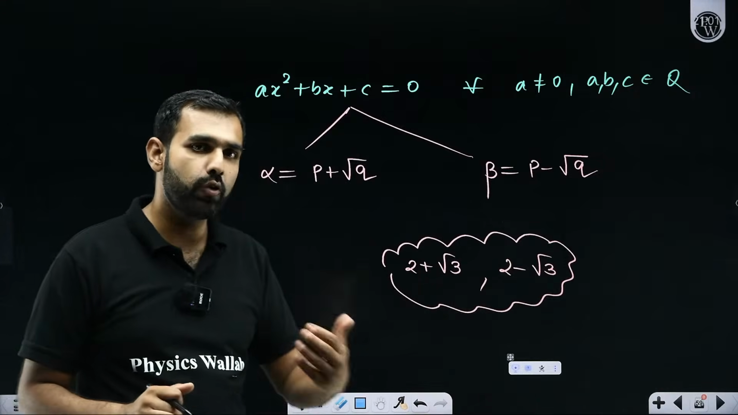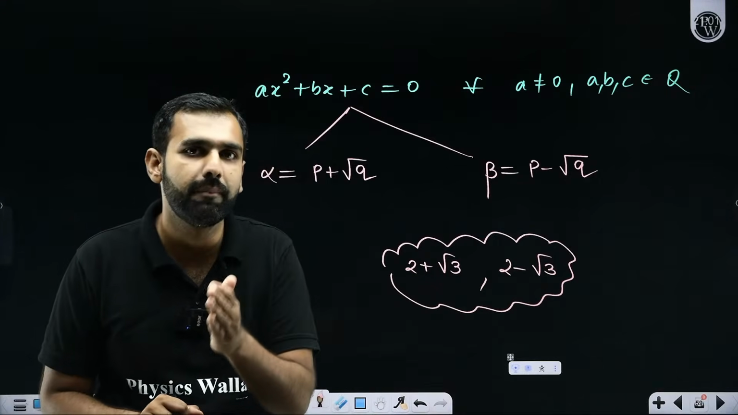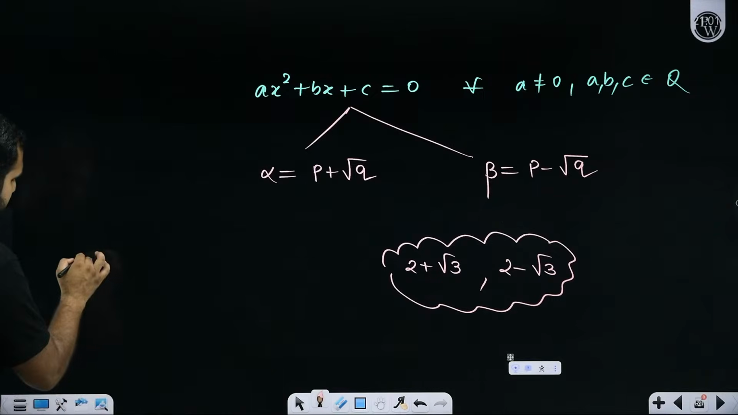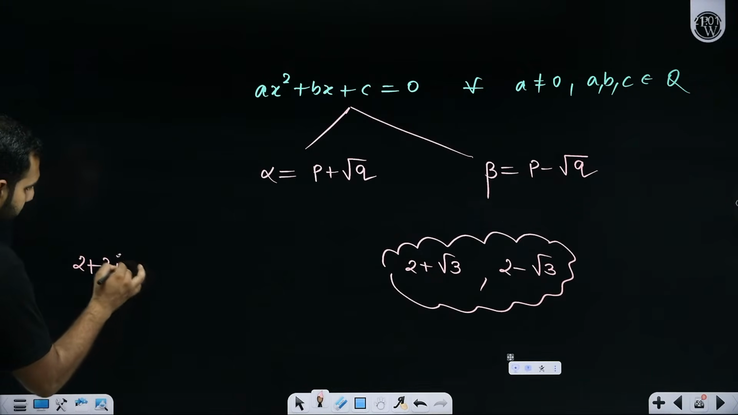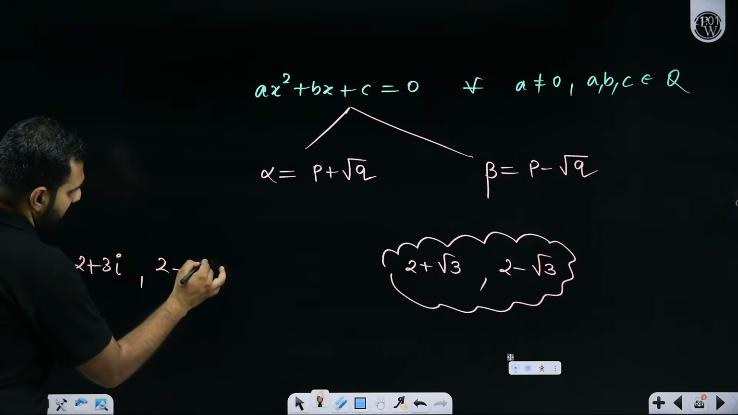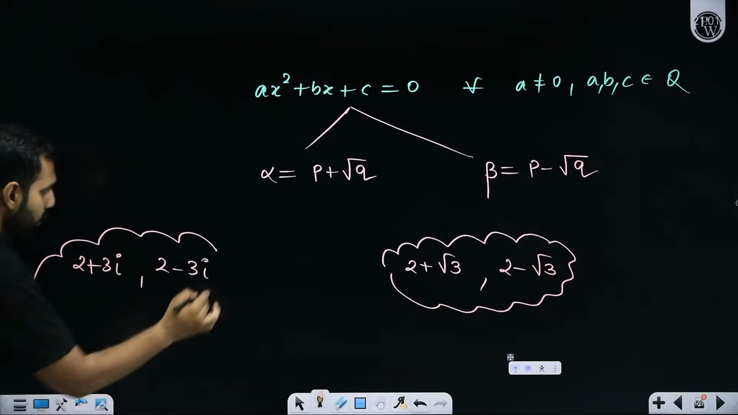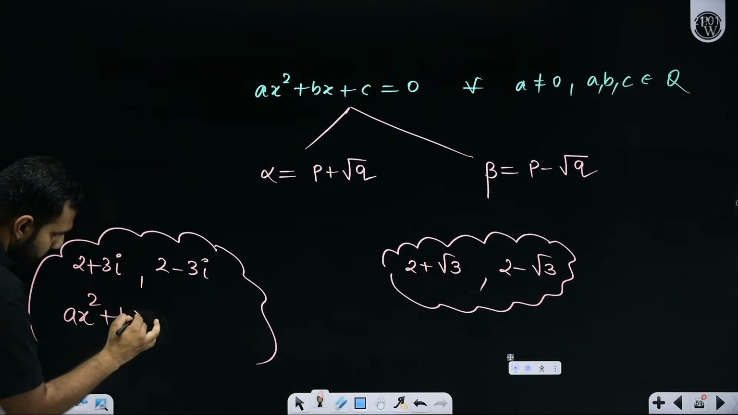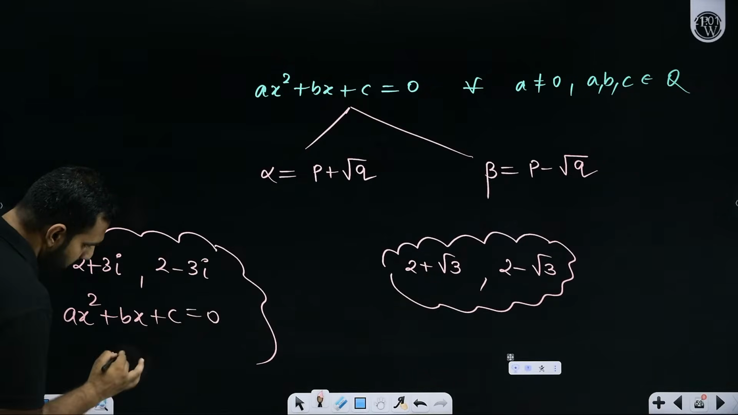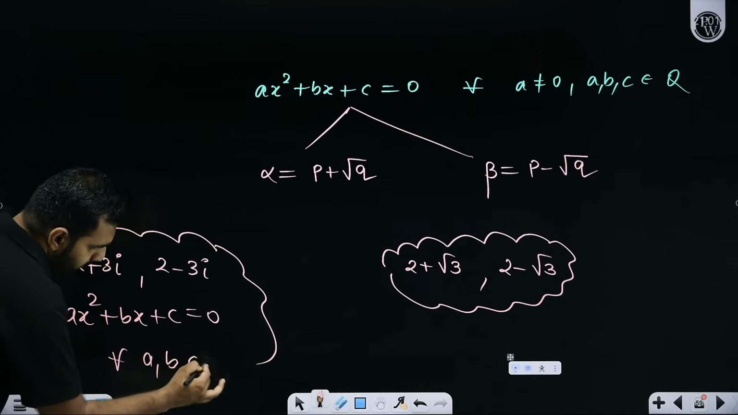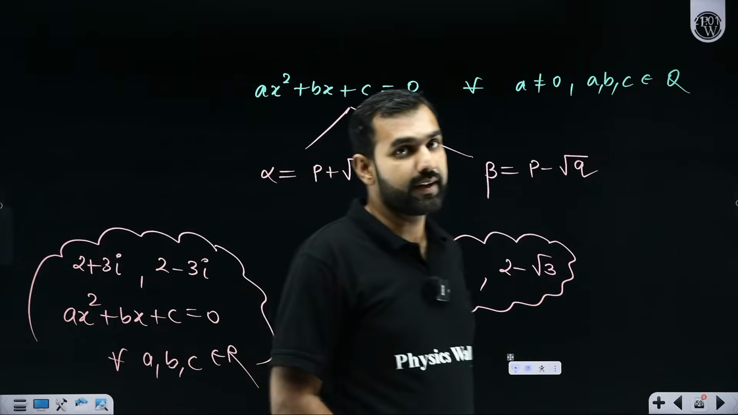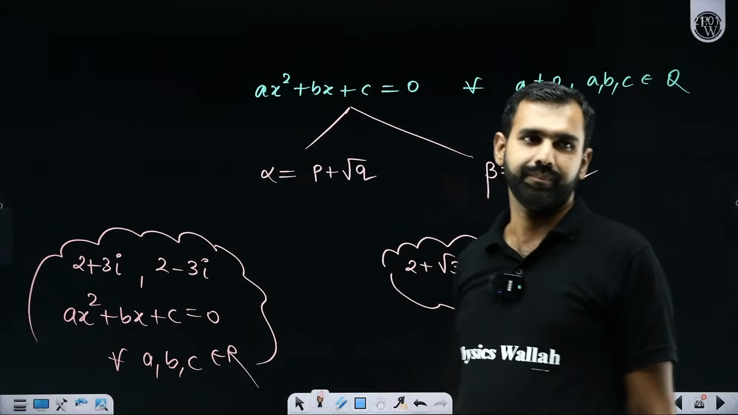The same kind of pair exists with complex roots and imaginary roots as well. If one of the roots is, let's say, 2 plus 3 iota, then the other root will be 2 minus 3 iota. Well, this property will be true only for a real quadratic equation, which means ax square plus bx plus c is equal to 0, where a, b, c should be real. If it is a complex quadratic equation, then again, it will be false.